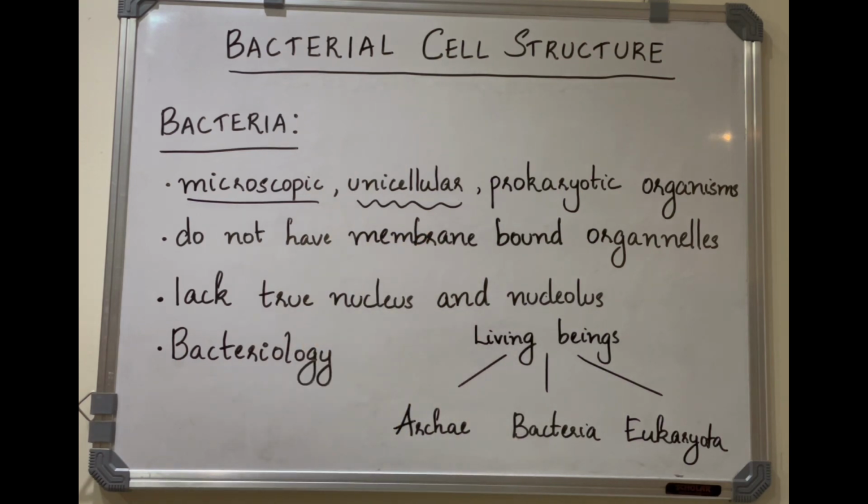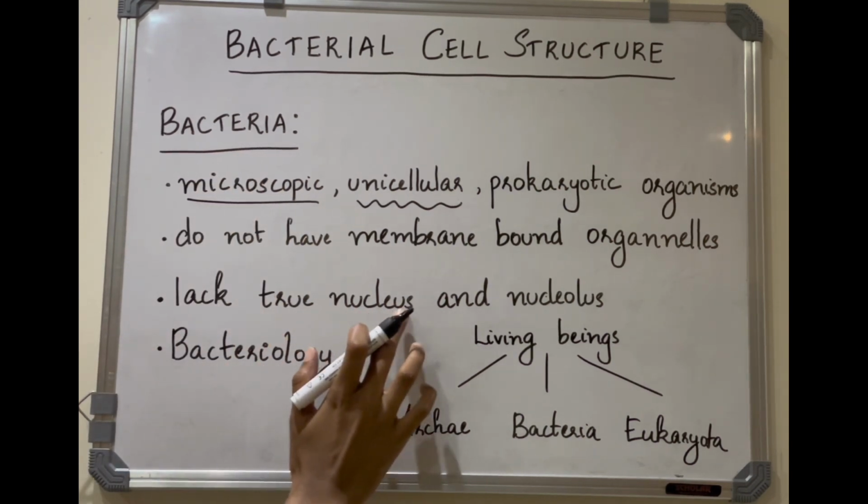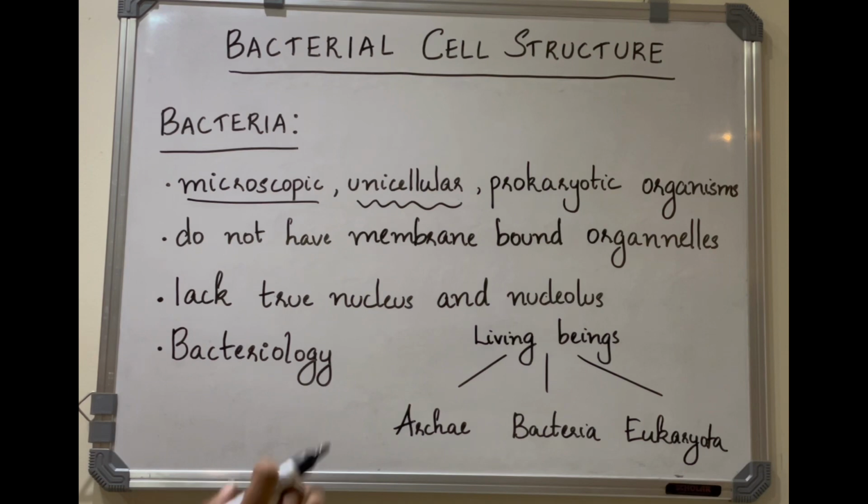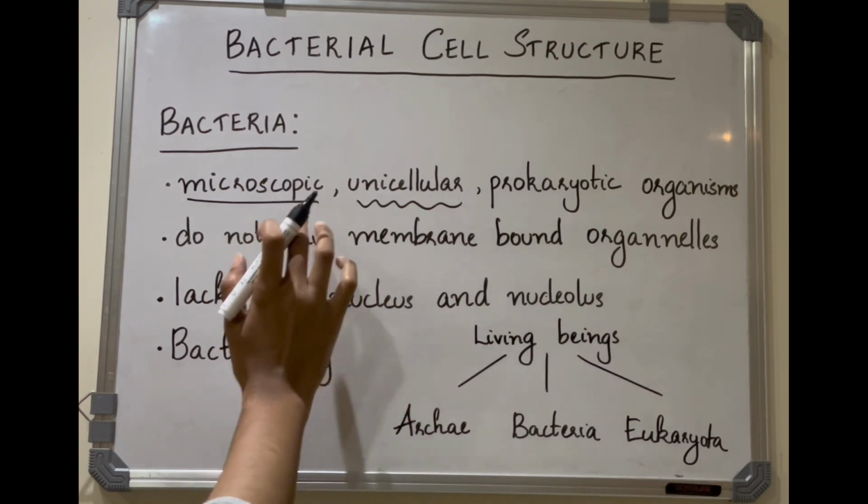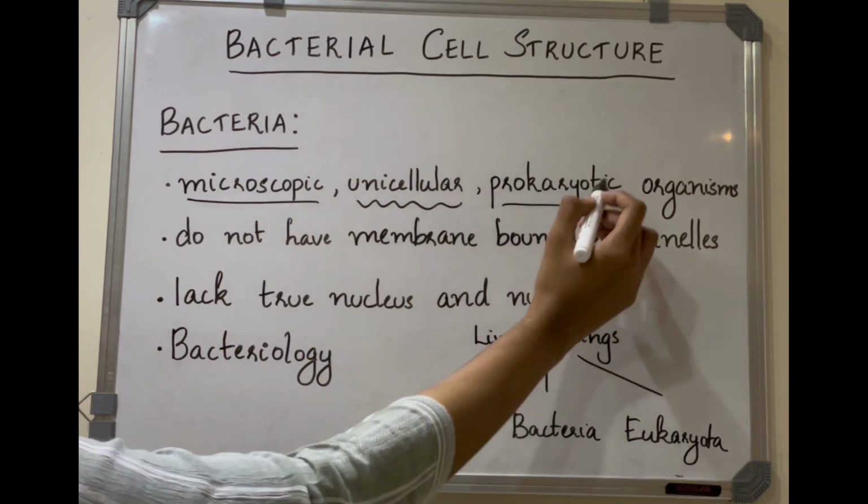Membrane-bound organelles such as chloroplast, mitochondria, endoplasmic reticulum, peroxisome, lysosome, or true vacuole are not present in bacteria. They lack a true nucleus and nucleolus. This is the reason why we say bacteria are prokaryotic.